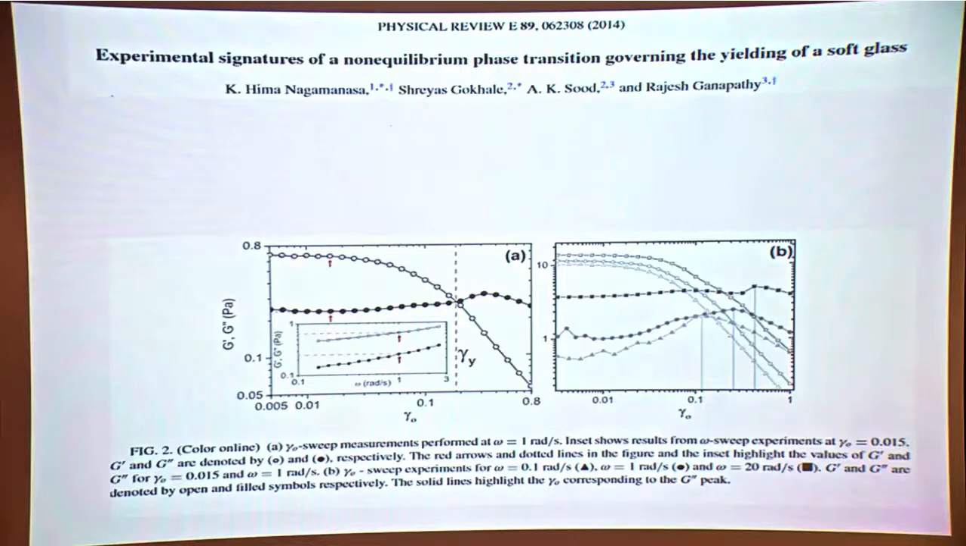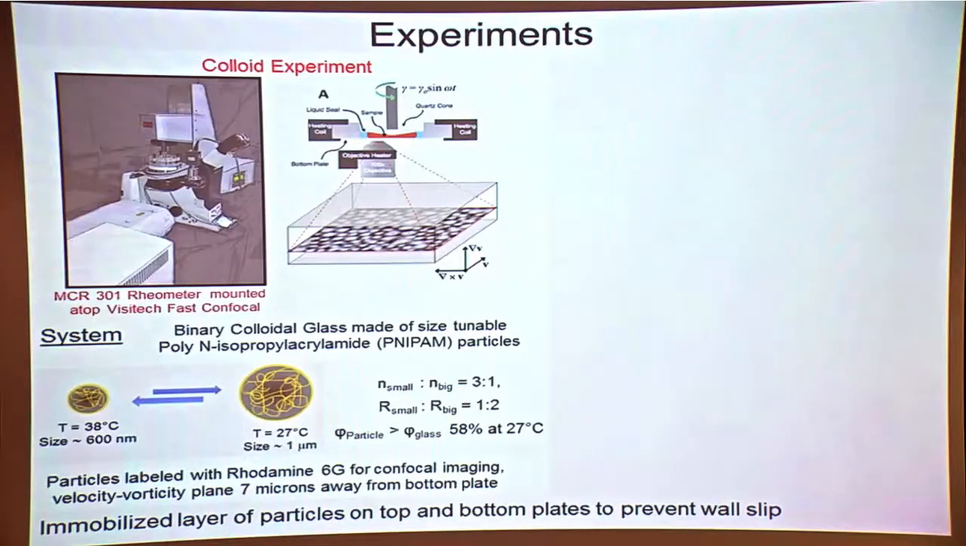Let me discuss these experiments which were done earlier. So let me define the system. These are the NIPAM particles, and they swell below 38 degrees, so we have a very easy time changing their volume fraction. And what you do is you make a 3D glass. This is a cone plate. Both are glass, and they are coated with an immobilized layer of particles on both plates to prevent wall slip. So this is what we have done to prevent wall slip, and as far as we know, there is no wall slip from the available observations we have, but this is not a quantitative statement that there is no wall slip.